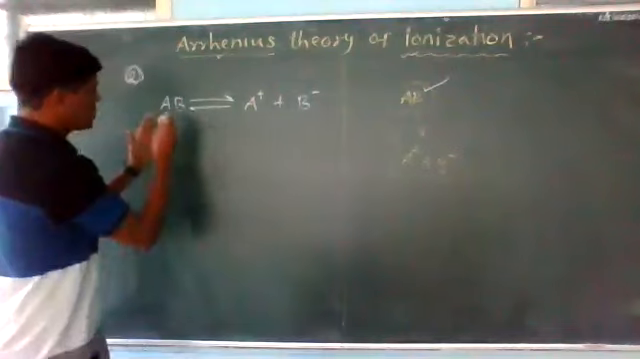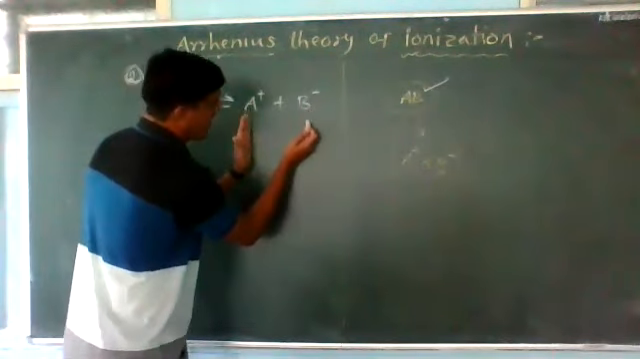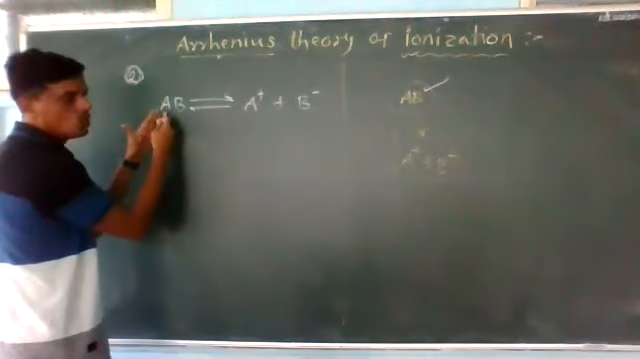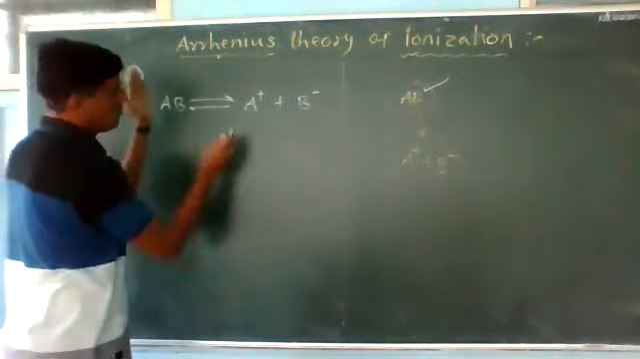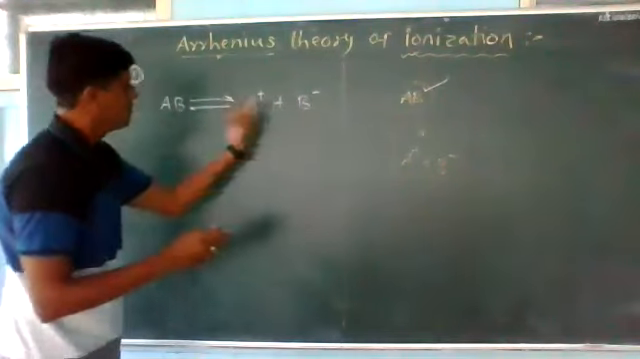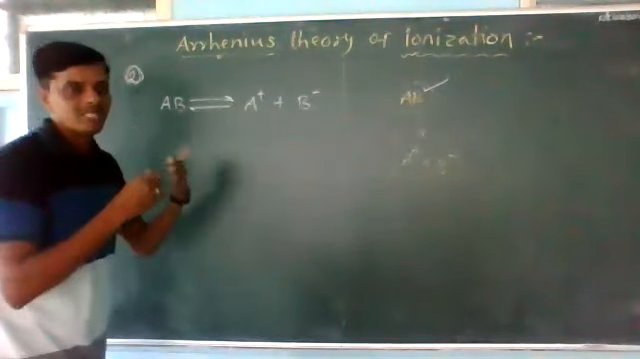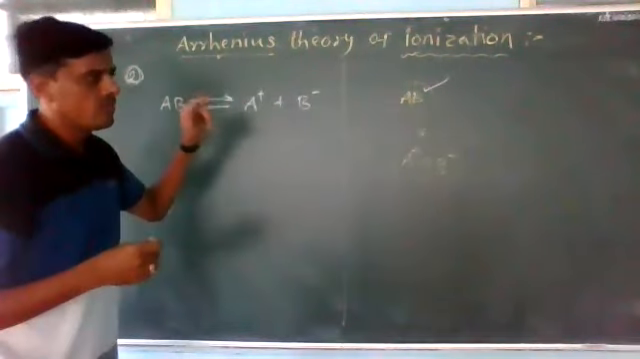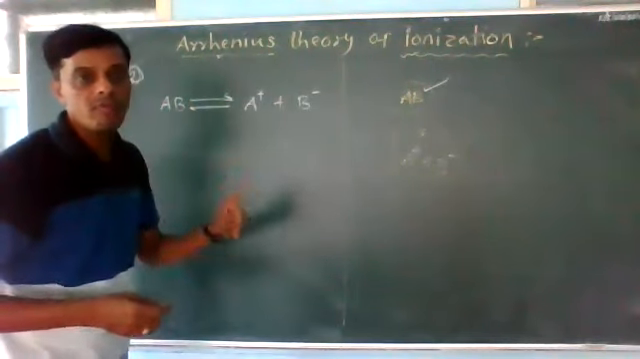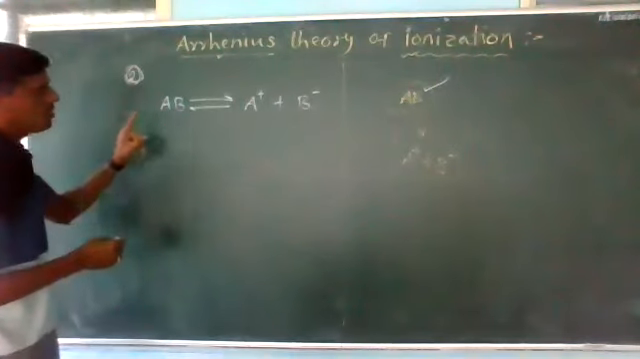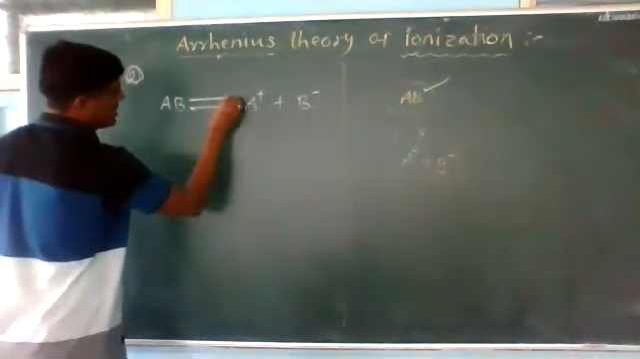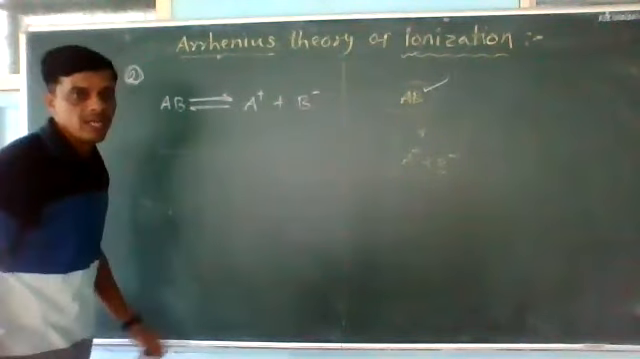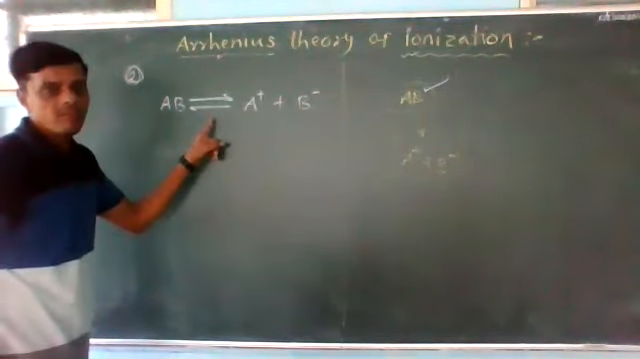As soon as the ions are formed, again they recombine with each other and form neutral AB. The process of formation of ions and formation of neutral AB takes place simultaneously, and that is why it is said that there exists a state of equilibrium. State of equilibrium means the forward reaction and backward reaction take place simultaneously with the same speed. That state is called the equilibrium state.